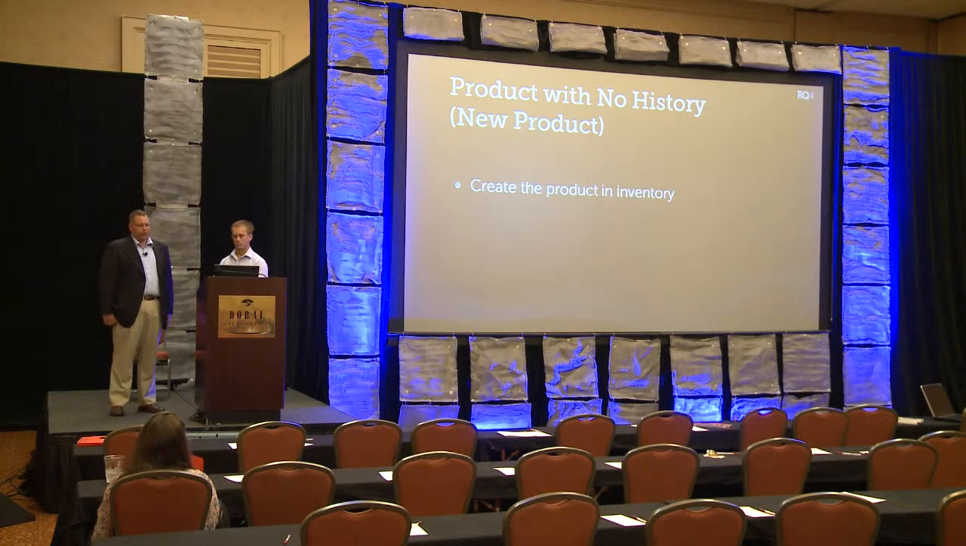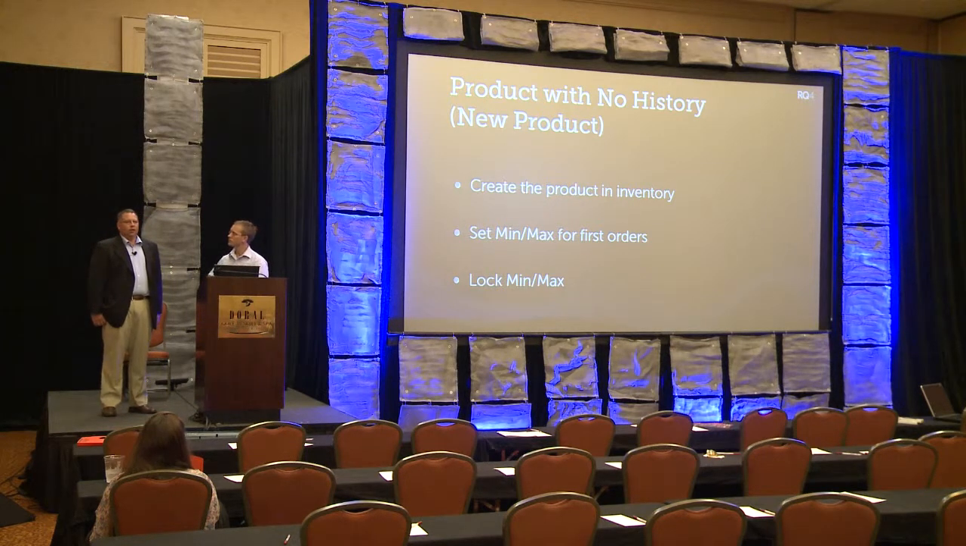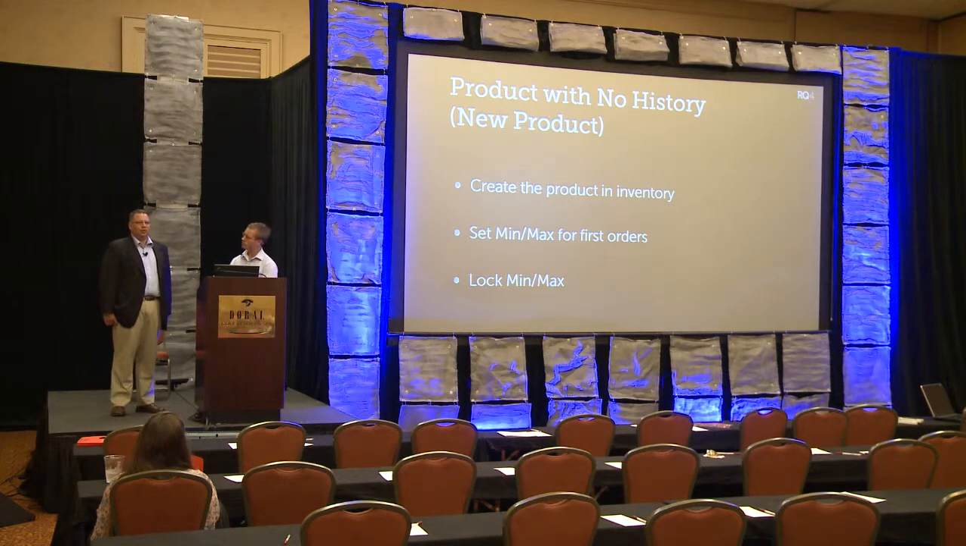We don't have product sales history to fall back on to set those min-max numbers. So what we can do is create the product in inventory. Then we set the min-max using those tools that Chris just showed you. And then we lock the min-max, so that we don't accidentally order product based on min-max that's not correctly set in the future. So we have to have at least a couple weeks for phones and most likely 3 weeks history for accessories in order to make this work correctly.